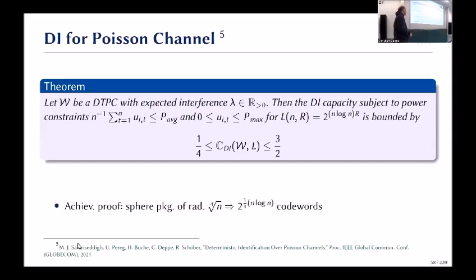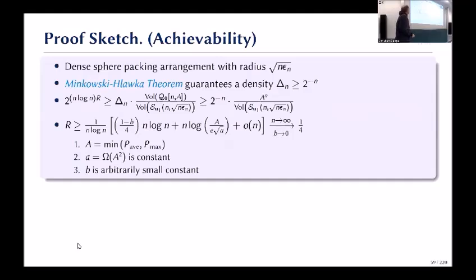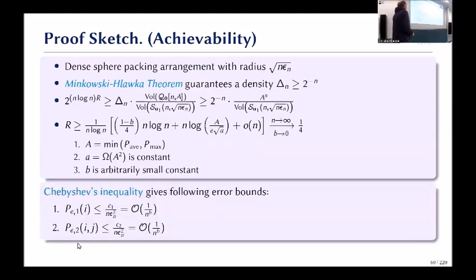For the achievability proof, we again use sphere packing. We only have to choose the radius in the correct way, and then we can prove this value here. We also use the Minkowski-Hlawka theorem because of the sphere packing. We need some density here, and then we can estimate the rate. To prove that the errors go to 0, we just use the Chebyshev inequality.